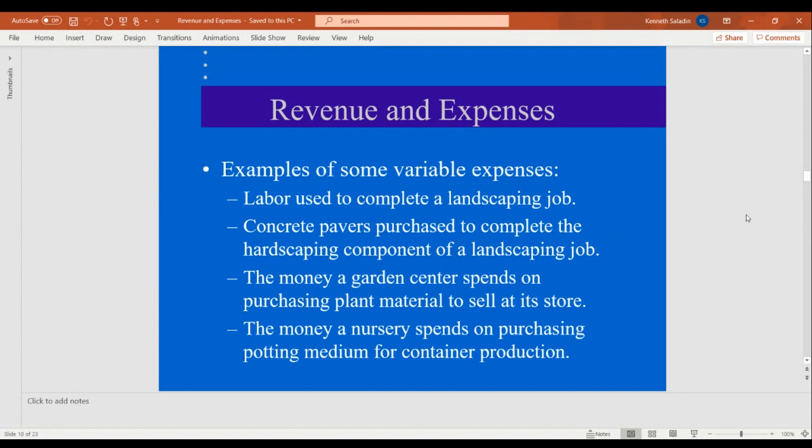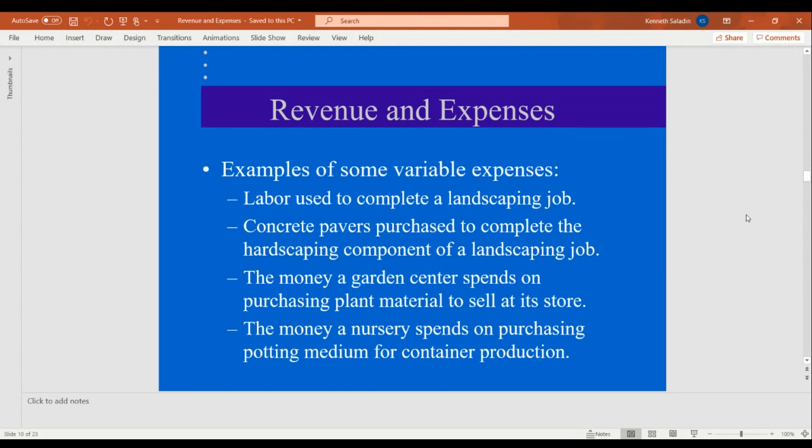Here are some examples of variable expenses from the green industry. So any labor, and by labor, we're referring to hourly labor. So the labor that's used to complete a landscaping job, that would be a good example of a variable expense. It stands to reason if the landscaping job is a very large job, then it would require more labor to complete the job. A big landscaping job with a lot of plant installation is going to require more hours of labor to get all those plants installed on the job site.